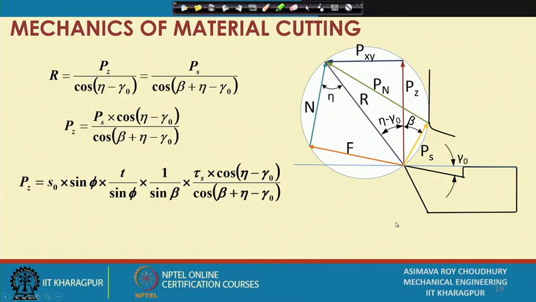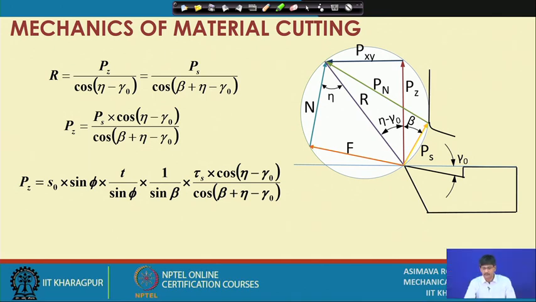in the last discussion that we were having, we derived the relation between the main cutting force P z and the shear component of the resultant force P s along the shear plane, and therefore, P z was found to be P s into cos eta minus gamma 0 divided by cos beta plus eta minus gamma o.